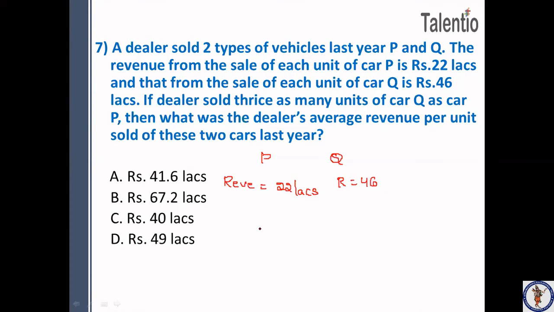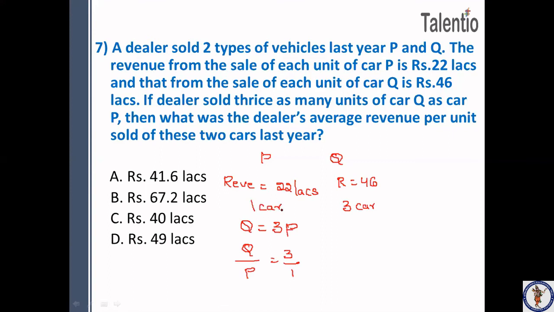So if the dealer sold thrice as many units of car Q as car P, that is nothing but car Q equals 3 times car P. Car Q by car P is 3:1. That means if he sold 3 cars of car Q, he sold only 1 car of car P.